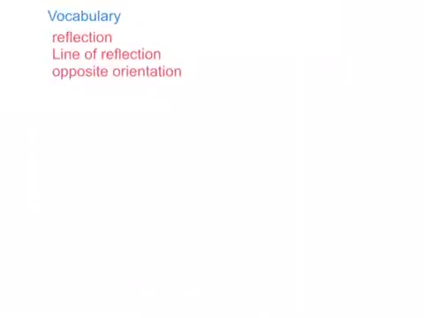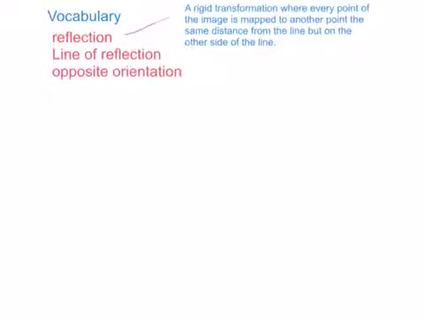So now we can go back to our vocabulary and start talking about some of these terms. The first term is reflection. A reflection is a transformation where every point of a pre-image is mapped to another point, the image, which is the same distance from the line but on the other side of it. And this line that we're talking about is called the line of reflection.